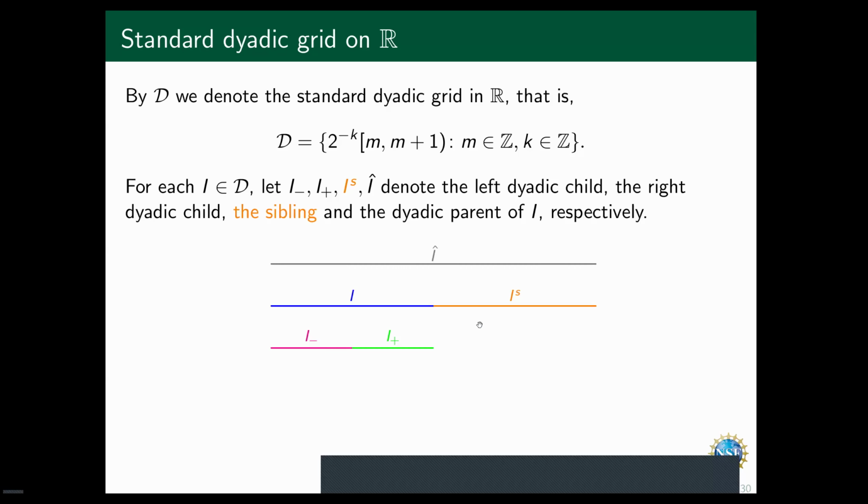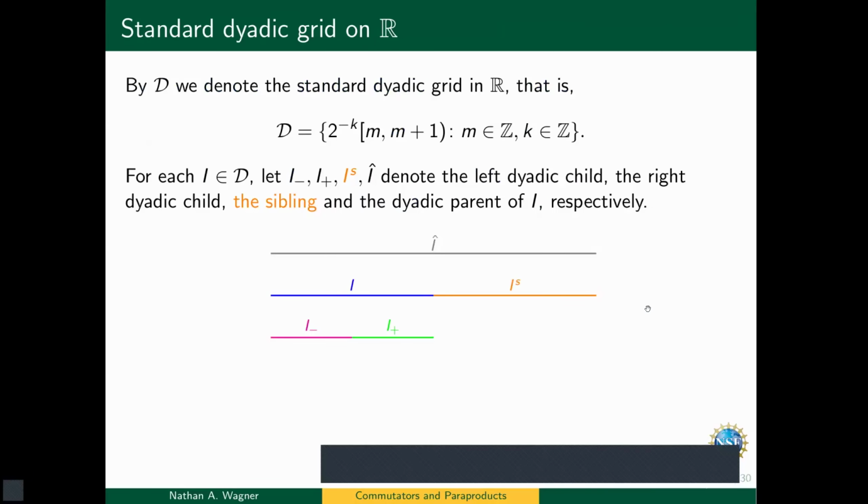So the dyadic sibling is this orange interval IS. Their dyadic parent, which has length twice the length of I, is shown in the gray interval, and that's denoted by I hat. And then we'll denote the two dyadic children of the blue interval I by I minus and I plus, obtained by dividing the interval in two, and that's the pink interval and the green interval here in the slide, denoted I minus and I plus, respectively. Okay, so this is just some notation.